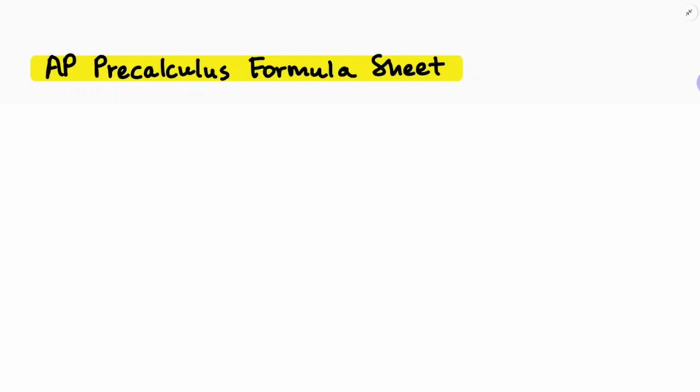Alright, in this video we're going to be making a formula sheet for AP Pre-Calculus. You're not allowed a formula sheet on the AP exam, but I still think it's a good idea to make one so you can have them all in one place, and it's a good thing to do as you're reviewing. So, let's start with Unit 1, which was polynomial and rational.